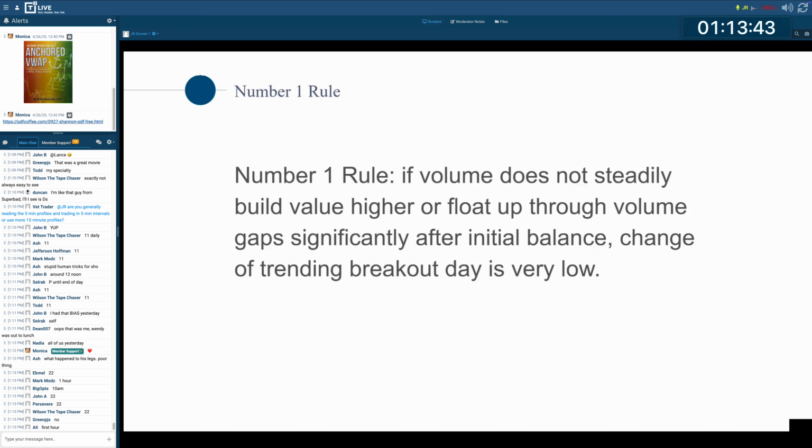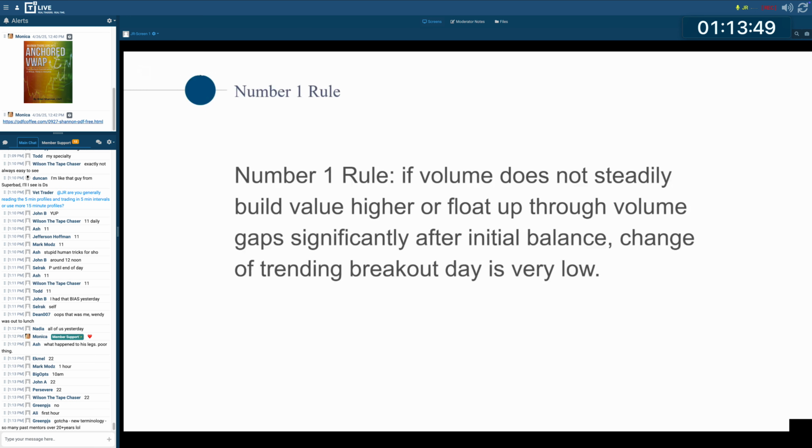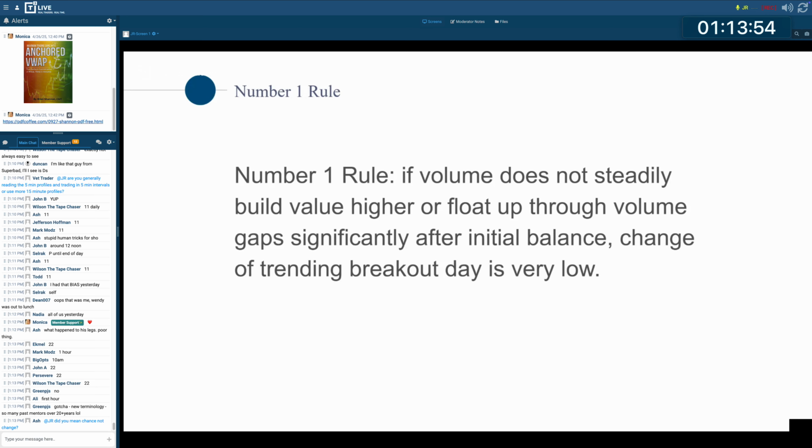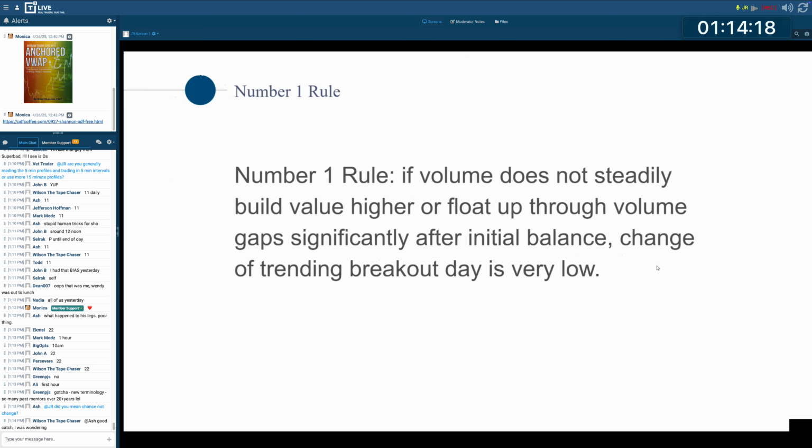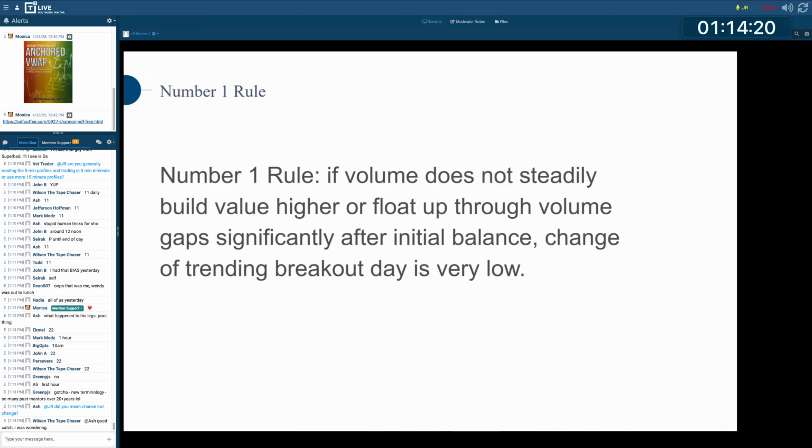So number one rule, if volume does not steadily build value higher or float through volume gaps after initial balance, chance of a trending breakout on the day is very low. Did you mean chance? Yes, I meant chance. Sorry, that's a typo and a half. Chance, not change. Now let me draw this out for you guys.